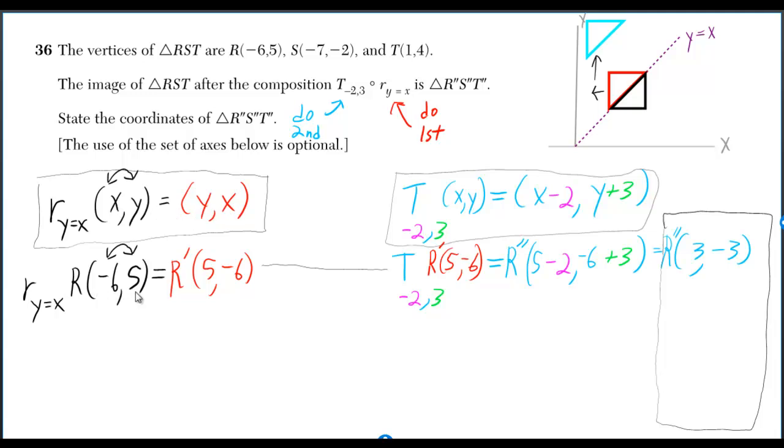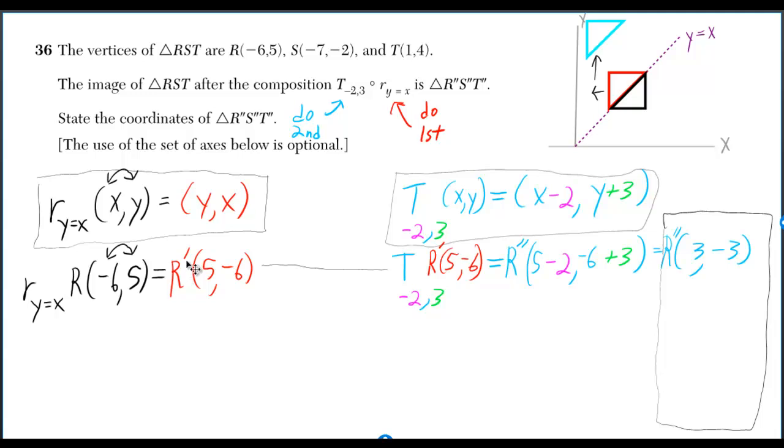So -6, 5 becomes 5, -6. That gives us the reflected image of that point, but now we have to move that, or you could say translate that. And the -2 means we have to go left by 2, and the +3 means we need to go up by 3. So we subtract 2 from the x coordinate and add 3 to the y coordinate. 5 - 2 = 3, -6 + 3 = -3.